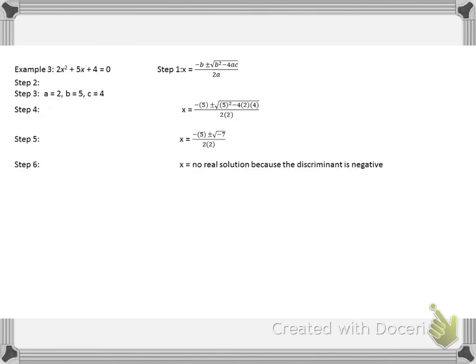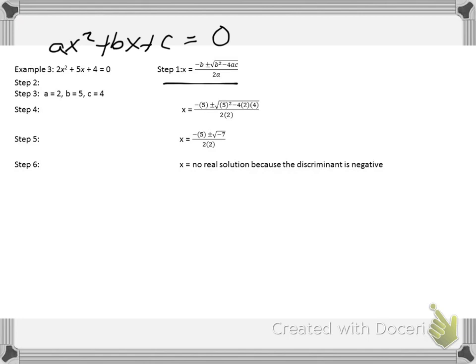Example number 3. 2x squared plus 5x plus 4 equals 0. Again, step 1, I wrote down my quadratic formula. Step 2, is this in standard form? Are your ax squared, your bx, and your c in order on the same side of the equal sign? They are. So now I need to write everything down.